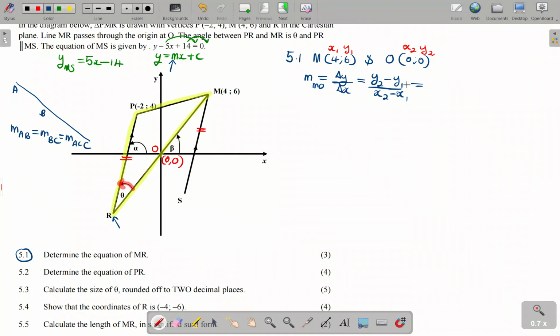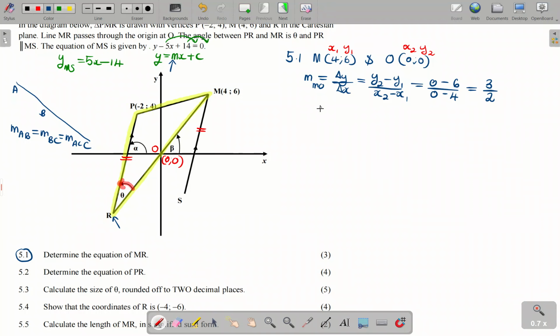What is your y2? Your y2 is 0. Your y1 is 6. Your x2 is 0. Your x1 is 4. So 0 minus 6 is negative 6, and 0 minus 4 is negative 4. Negative divided by negative gives a positive 6 over 4. Now we can use 2: 2 goes into 6 three times, and into 4 two times. So this is the gradient.